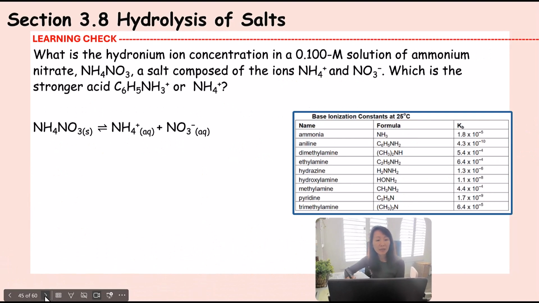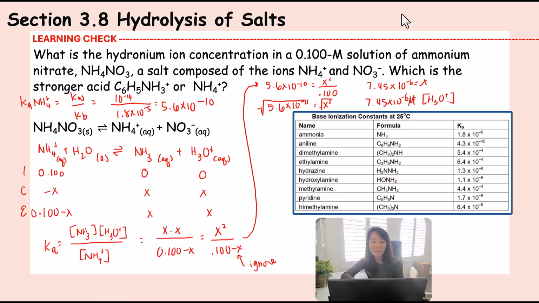Here, the next learning check says, what is the hydronium ion concentration in a 0.100 molarity solution of ammonium nitrate salt? So this is the salt composed of the ions of ammonium and nitrate. After that, you're going to find out which is the stronger acid. So is it this one or this one? This is in comparison to the previous learning check, so you'll have to sort of do a comparison. See if you're able to find the concentration of hydronium ion first here, and then we'll go on from there together.